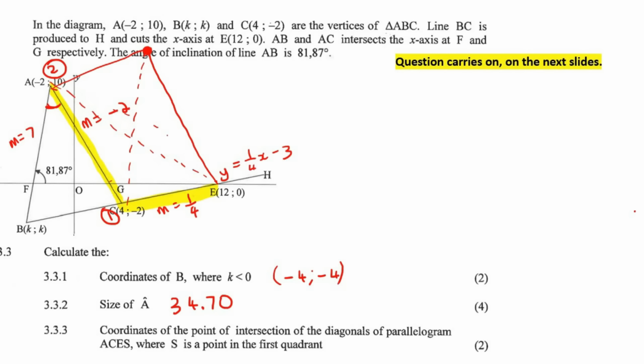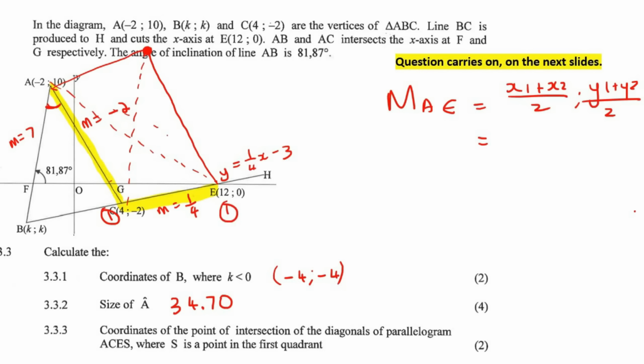Okay, so we are going to work out the midpoint of the line AE, and so the midpoint formula is just x1 plus x2 over 2, y1 plus y2 over 2. I'll use this as my point number 1, and this is my point number 2, and so that's just going to be 12 plus negative 2 over 2, and then the y's will be 0 plus 10 over 2. And so that's eventually going to end up giving us 5 and 5 again. Okay, so the intersection will be 5 and 5.